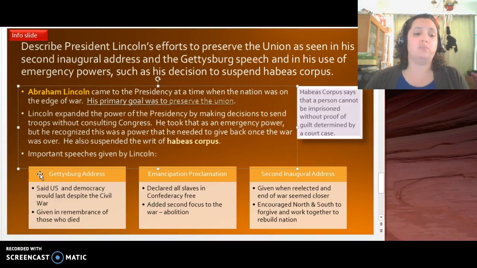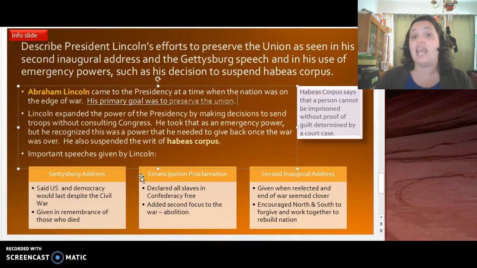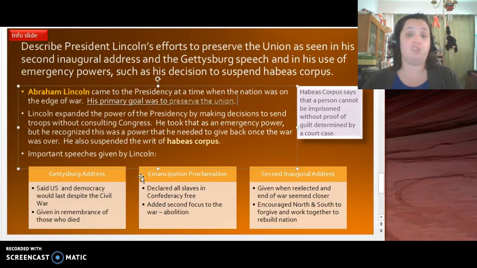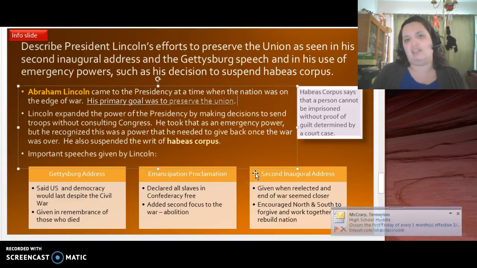He made several important speeches, including the Gettysburg Address, which was, again, to his primary goal of preserving the Union, saying the United States and democracy is going to last no matter what happens. The Emancipation Proclamation, which declares all slaves in the Confederacy free. Now remember, the North has some border states, which are slave states that are fighting with the North. They don't want to make them mad, so he only declares slaves free in the Confederacy. But this is his secondary goal, to free the slaves. That becomes not his primary goal, but his secondary goal. In the beginning of the war, when people said, let's free the slaves, he was like, let's wait and see.